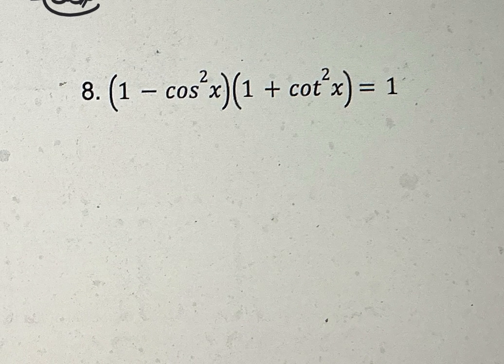You could do FOIL. You could change things to sine and cosine. But, man, I'm seeing these. Like, I'm seeing that thing right there. And, again, bells and whistles. It's a 1 and a cosine squared. If I'm seeing a 1 and a cosine squared or a 1 and a sine squared, I know they're related. So I'm looking at my sheet. 1 minus cosine squared is just sine squared.